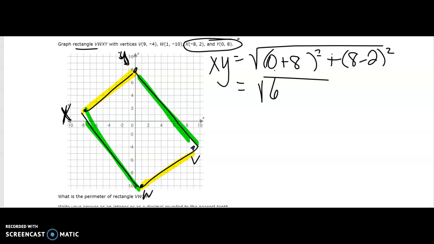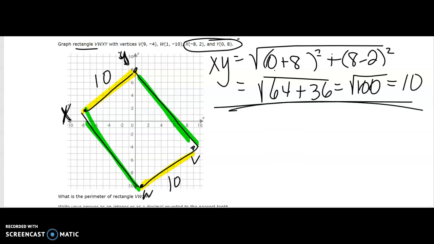8 times 8 is 64. 8 minus 2 is 6. 6 times 6 is 36. Ooh, I like it when it comes out nice and pretty. So XY is 10. So WV is 10. Now let's do YV.